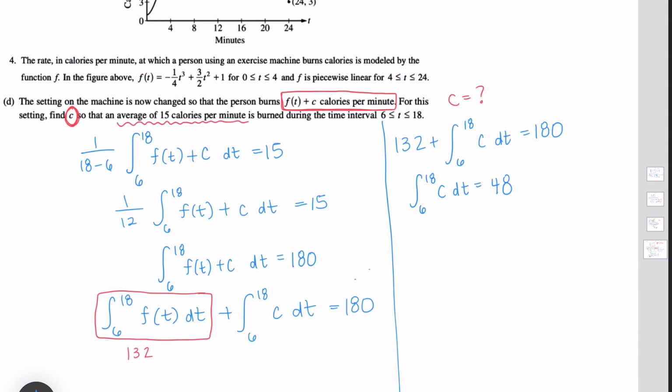Now, this is not enough to say that we found our value for c. We do need to integrate the left side. However, notice c is just a constant, it's just a number. So when we take the integral of just a number, we attach our variable to it. In this case, our variable is t. So the left side gives us c times t from 6 to 18 equals 48. That means that we plug in 18 and we plug in 6 in that order. So we have 18c minus 6c is equal to 48, which means 12c equals 48. Which means c equals 4.